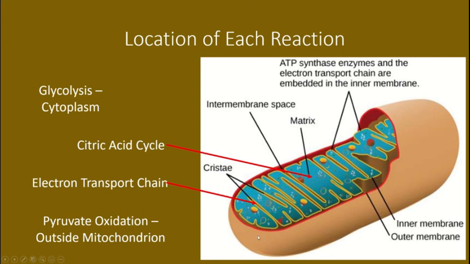Now, since prokaryotes lack mitochondrion, the electron transport chain actually takes place on the cell membranes of the prokaryotic cell. And since the ETC takes place on the membranes of the mitochondrion, this kind of provides some evidence that the mitochondrion was at one time a prokaryotic cell that was taken up by a larger eukaryotic cell. So evidence for the unity of life.